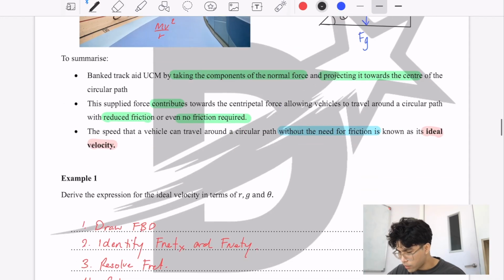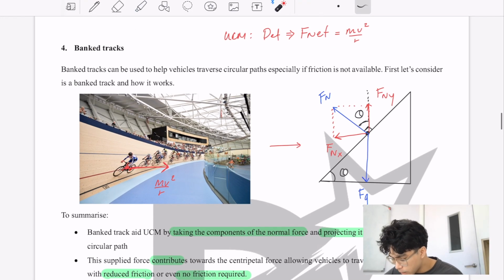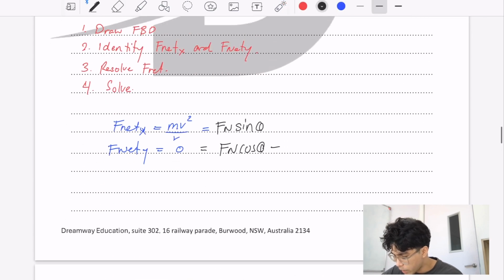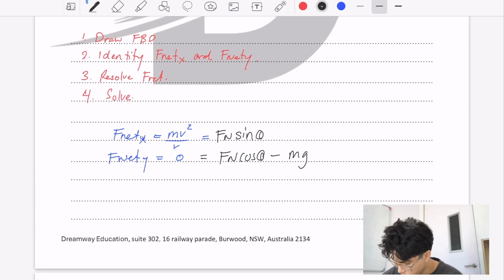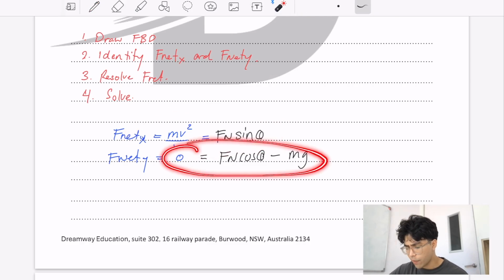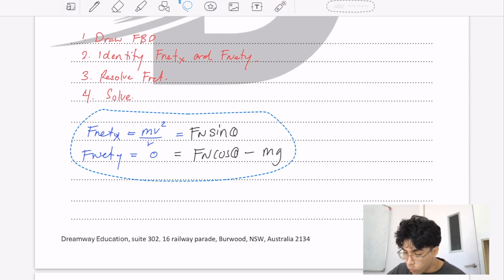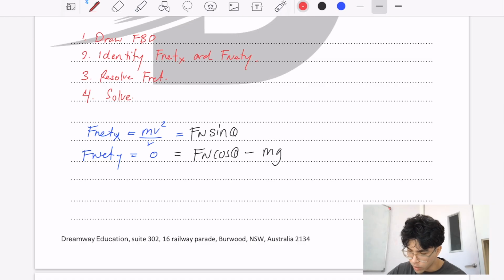Wait a minute. I made a mistake, guys. It's cos theta. Sorry, towards the angle is cos. Yep. Fn cos theta times, minus, gravity is going down, so minus mg. Cool? And that's it. This is step 3 done, yeah? So you have the expression for the x-axis, you have the expression for the y-axis. Step 4 is to solve for the unknown, okay?